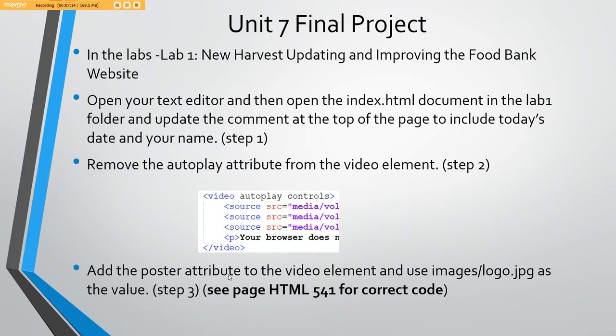And then you're going to add a poster attribute to the video element. So instead of autoplay, you're going to have a poster attribute and use image logo.jpg as the value. So you're going to go to page 541 for the correct code.